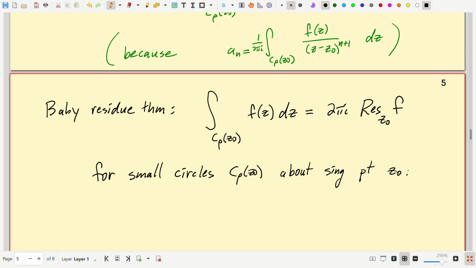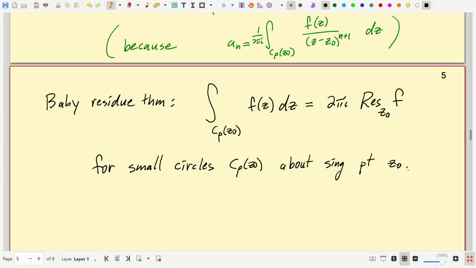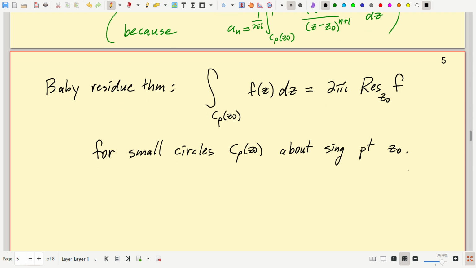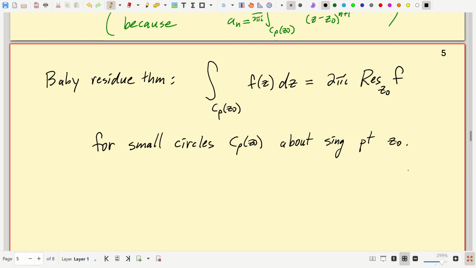You have one homework problem that kind of demonstrates why the residue is important. So let me explain why it's an important number.